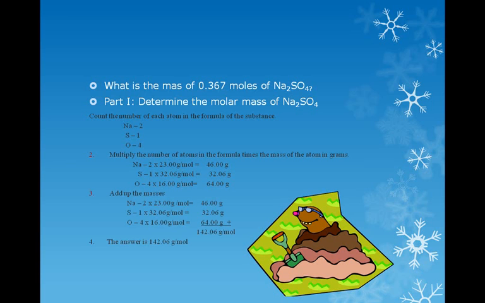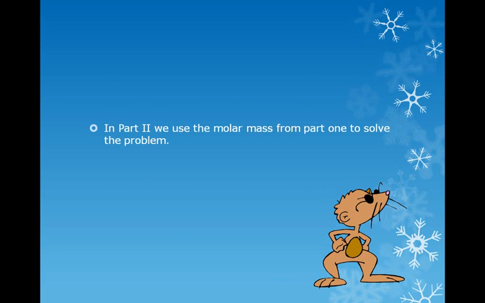The answer is 142.06 grams per mole. And so now we're going to move on to part 2. In part 2, we use the molar mass from part 1 to solve the problem. So, from the previous slide, we know that 1 mole of sodium sulfate, Na2SO4, is equal to 142.06 grams.